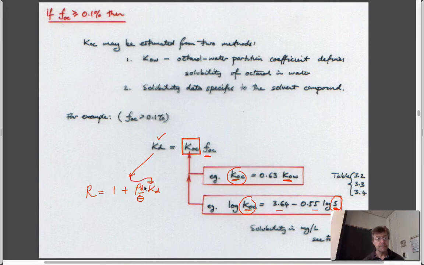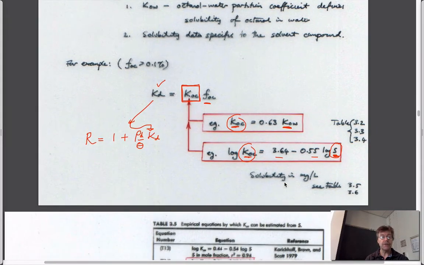So that's it. We have to be careful with units because these aren't dimensionally homogeneous expressions. They are unit sensitive or unit specific, and so we have to be aware of that.